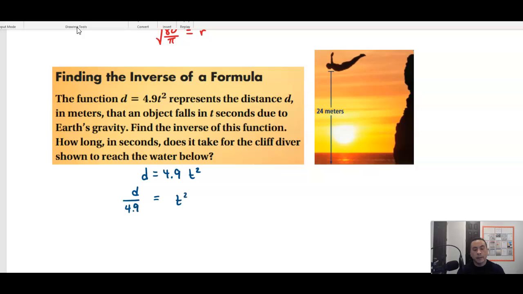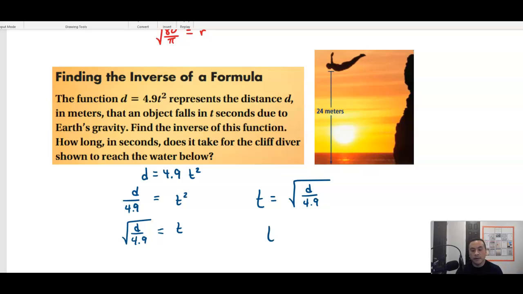All right, so I have to leave t by itself, so I'm going to divide by 4.9 on both sides. And then I'm going to get rid of the square by using the square root, plus and minus the square root of d over 4.9. Once again, time cannot be negative, therefore we're only going to be concerned with the positive square root. So the inverse function would be t is equal to the square root of d over 4.9. And that right there, that's the formula that you can find to solve for the exact time it takes for something to drop from a certain distance down to the ground level 0.